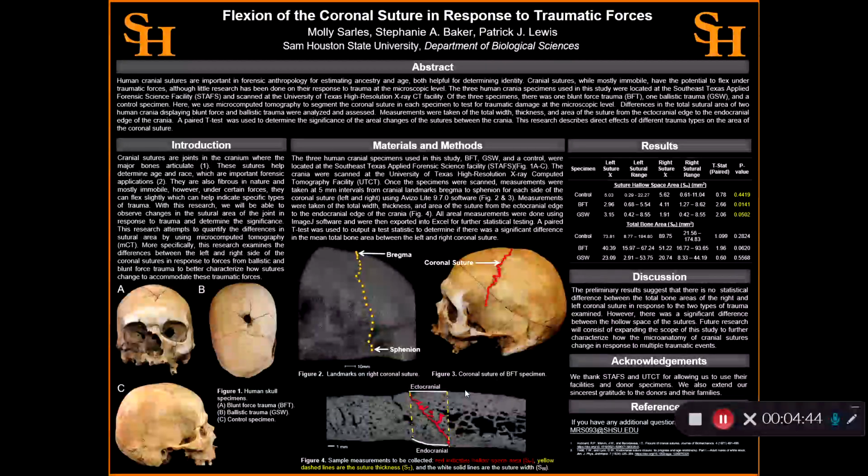So like I said, these will all help determine this total bone area that we're going to take a look at later on. And in this total bone area, this is how we'll be looking at how these different types of trauma are recorded in these sutures.